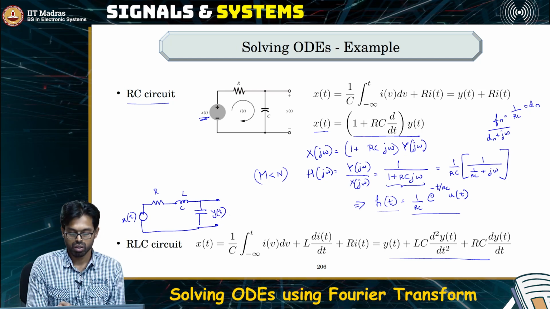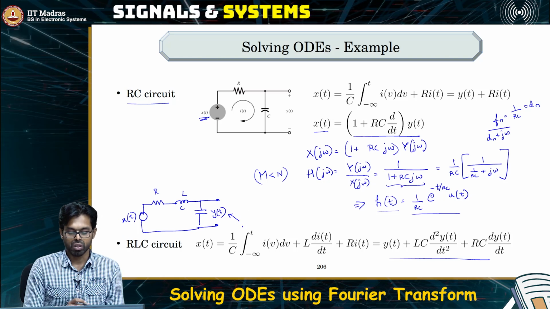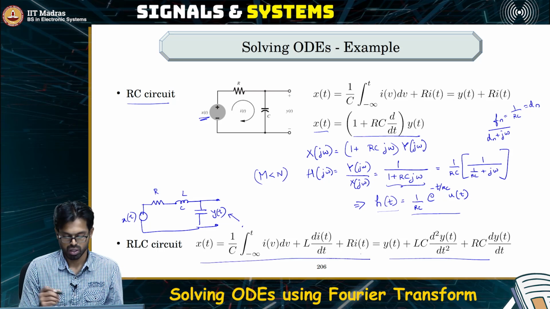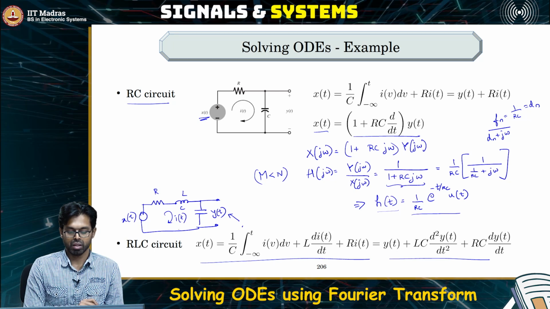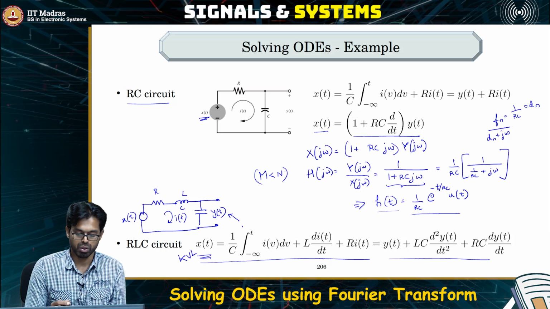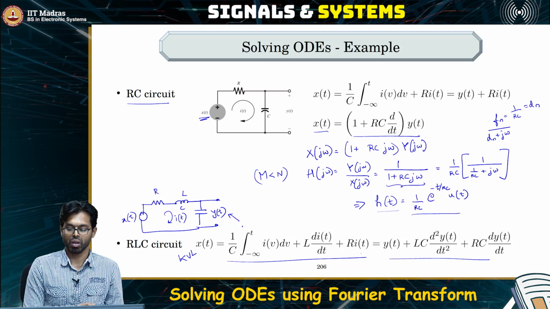Now what about finding this output? Once again, all you have to do is just write the time domain differential equation. This is what it is. So let's say there is a current here which is i of t. Then you can write that using KVL. This is just the KVL equation. The KVL equation gives you this expression.